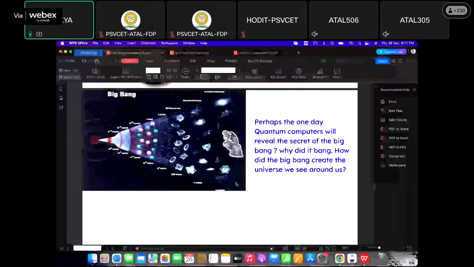Okay, so with the help of quantum computing, you can solve multiple problems. Why we are here, the problems about the Big Bang theory, and multiple things you can solve. So perhaps one day, quantum computers will reveal the secret of the Big Bang. Why did it bang? How did the Big Bang create the universe we see around us?